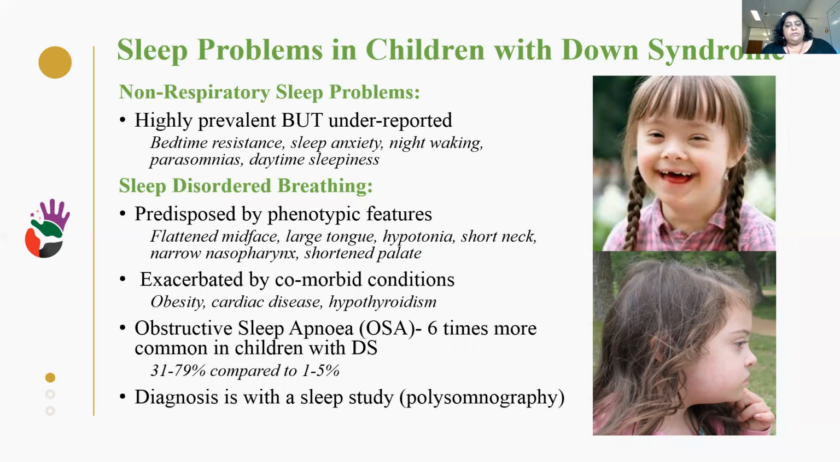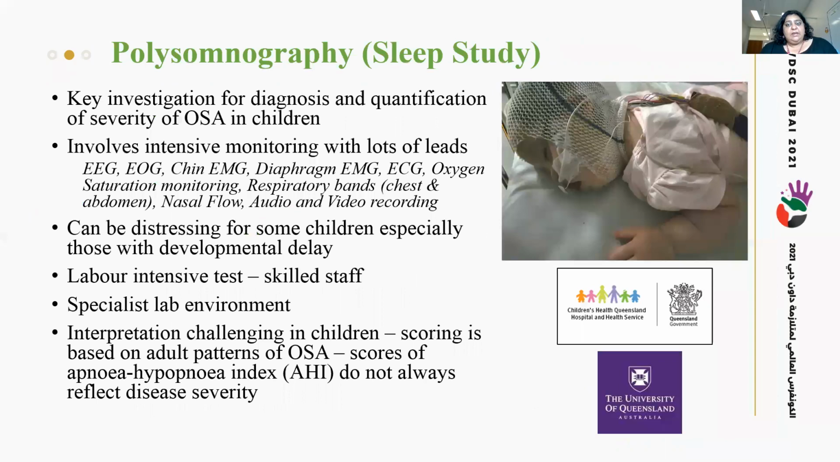The diagnosis of OSA is made with a sleep study or polysomnography. The key investigation for diagnosis and quantification of severity of OSA is therefore this sleep study. This involves quite intensive monitoring with lots of leads. See here the list of the different leads that are placed, including audio and video recording of a child. And here is a child with Down syndrome undergoing a sleep study.